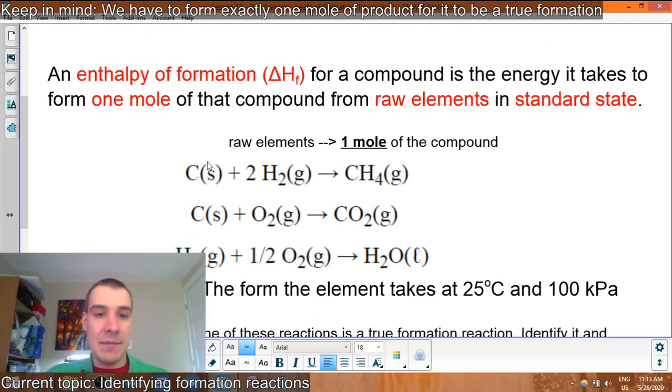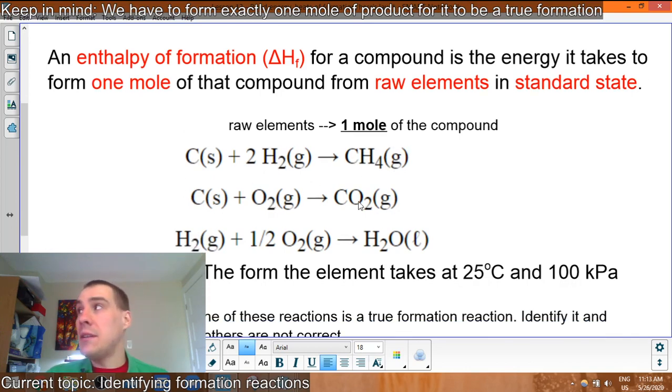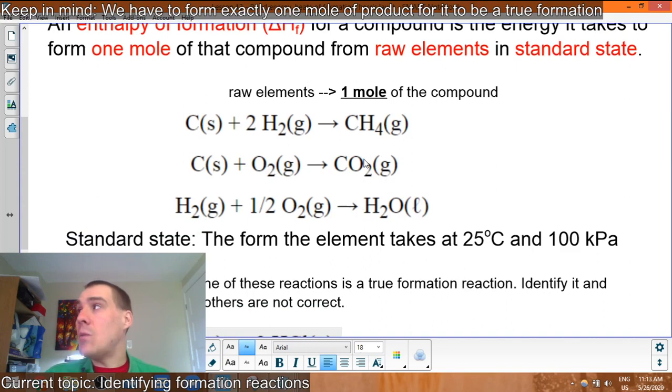So here are some great examples. Here's solid carbon and hydrogen coming together to make methane, 1 mole of methane. So we want to go from raw elements to 1 mole of the compound. Carbon and hydrogen make methane. Carbon and oxygen make CO2, 1 mole of CO2. Hydrogen and oxygen make water. Note that I had to cut the oxygen in half because I want to make just 1 mole of water. It's important to make 1 mole because we're going to be multiplying this later, and if we have it set to make exactly 1 mole of the compound, it makes the multiplying and dividing a lot easier later.